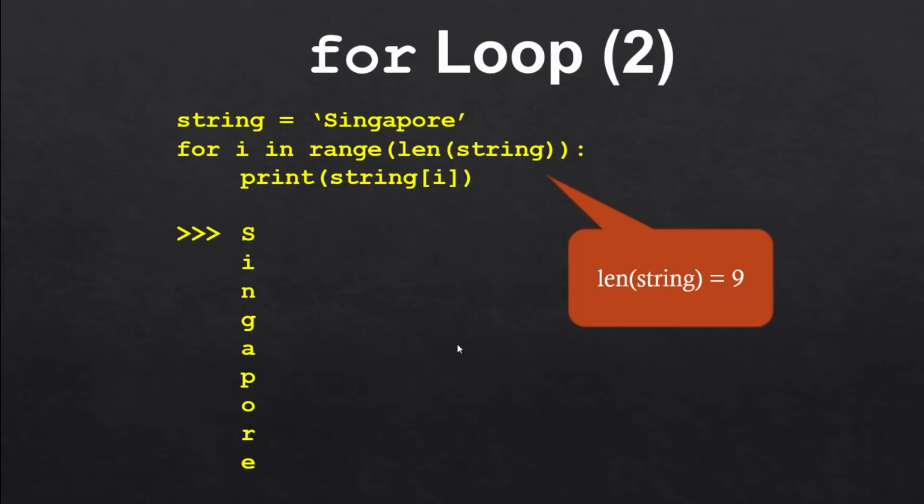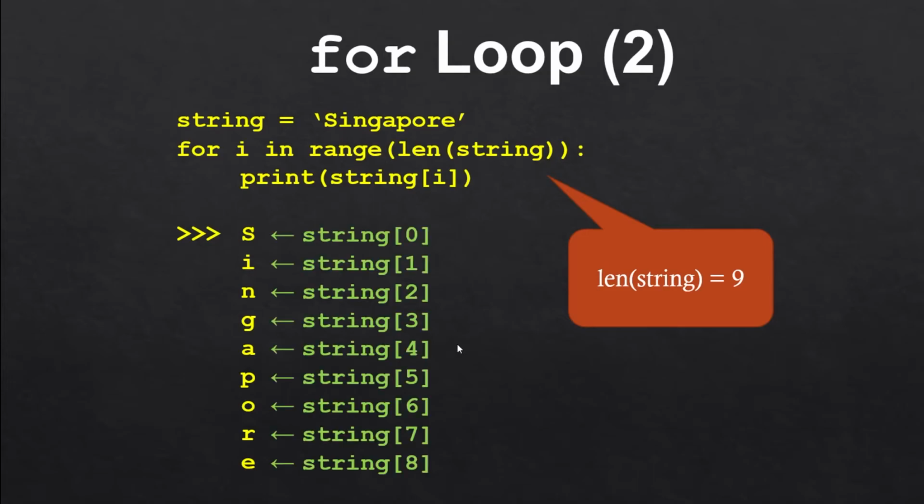So just to reiterate, you can see that this is how the string can be indexed. Okay, 0 to 8, right? So 0 to len(string), 9 here. Alright, let's look at one more example.